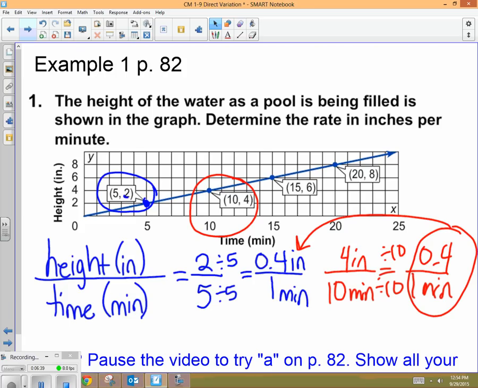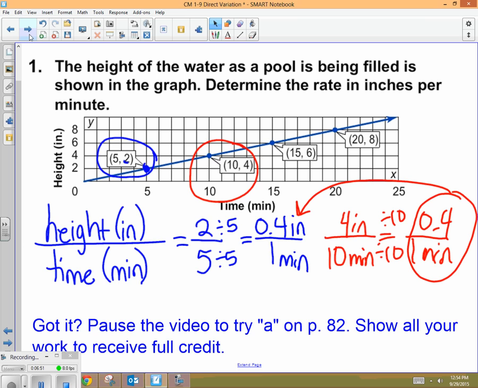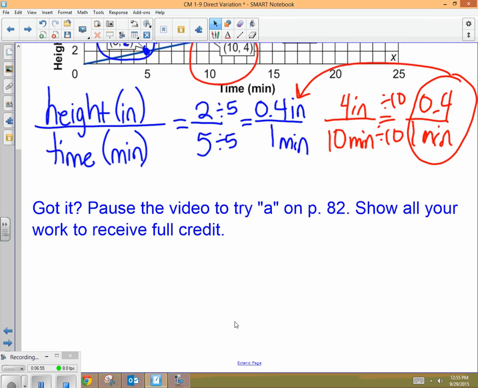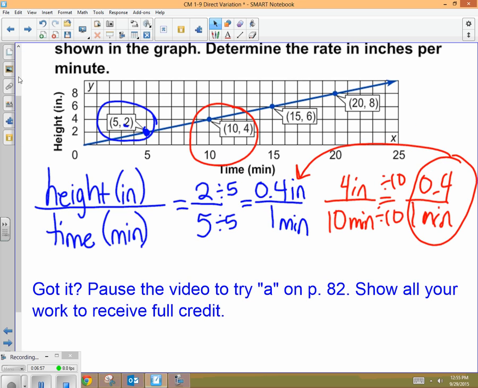Okay, you can choose to continue that pattern with 6 over 15 or 8 over 20, and every time you should still get 0.4 over 1. I want you to pause the video and try example A on page 82. Show all your work to receive full credit.